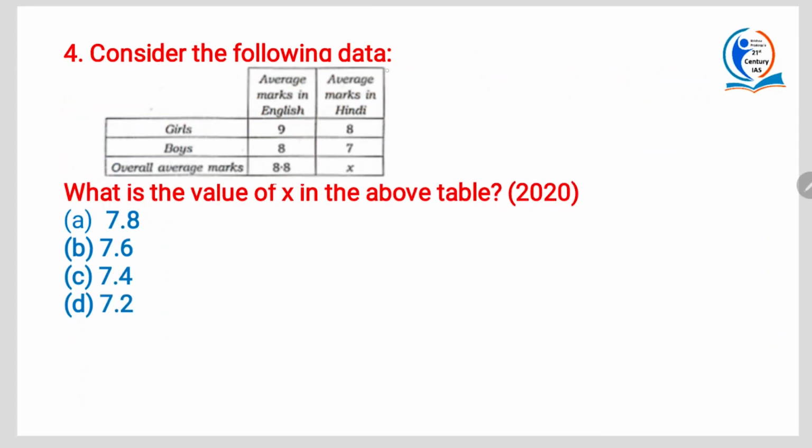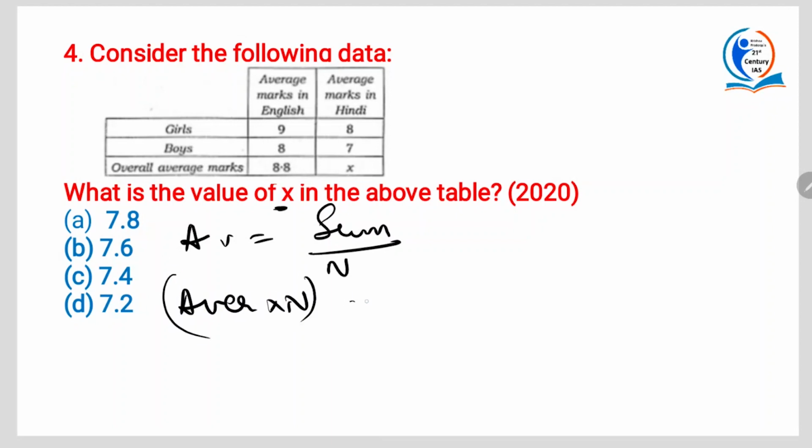Now, consider the following: girls, boys, overall average marks in English. Okay, fine. What is he asking? What is the value of x in the above table? We all know that average is equal to sum by number of observations, right? Now, what will sum become? Sum will become average into number of observations. Okay, this you keep it in mind.